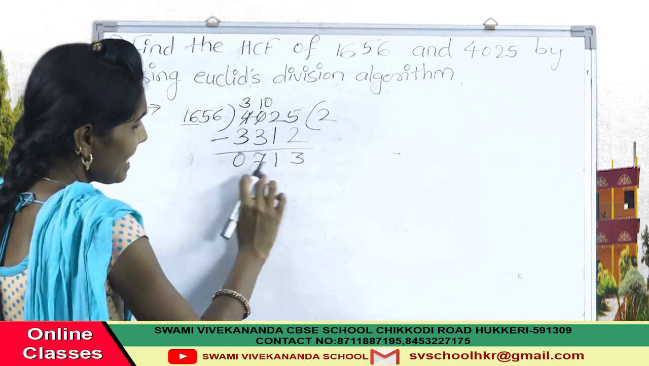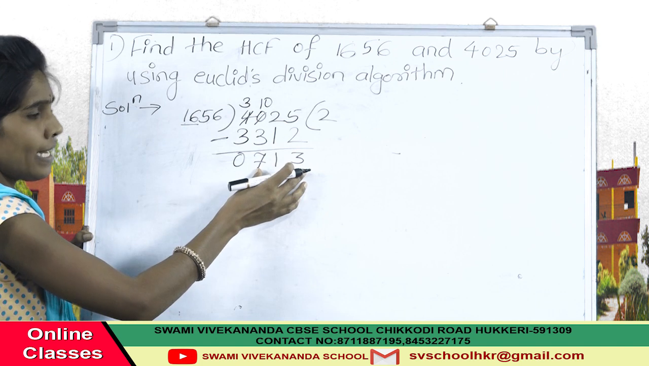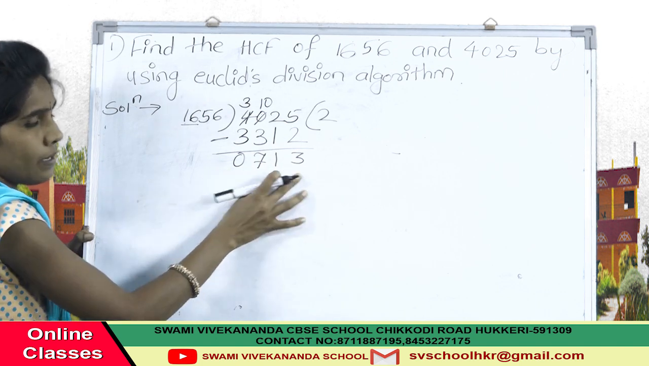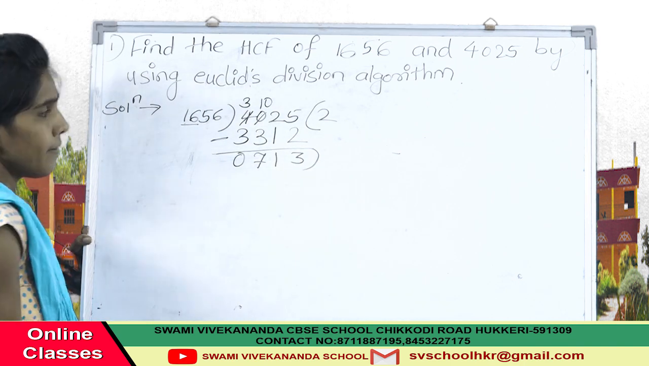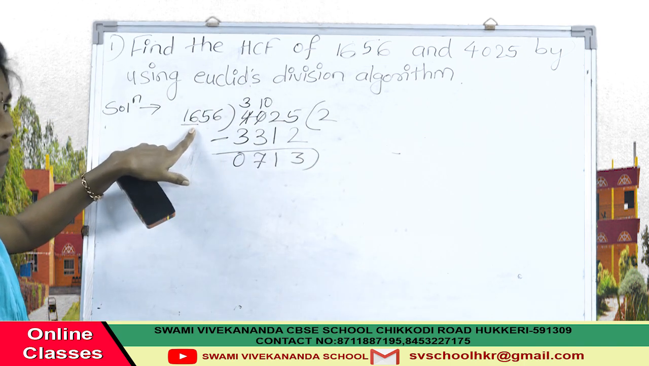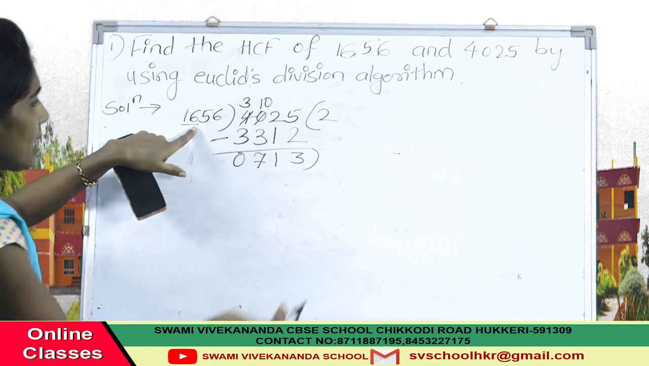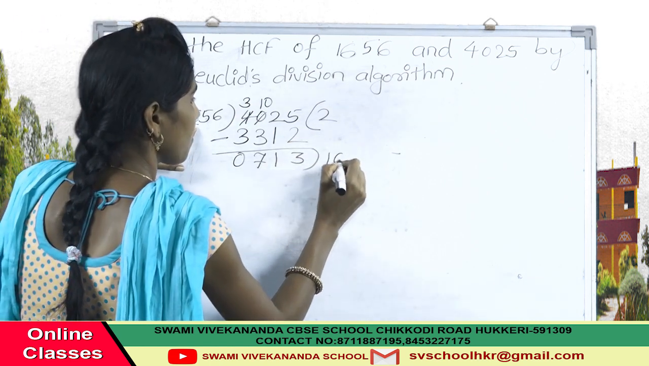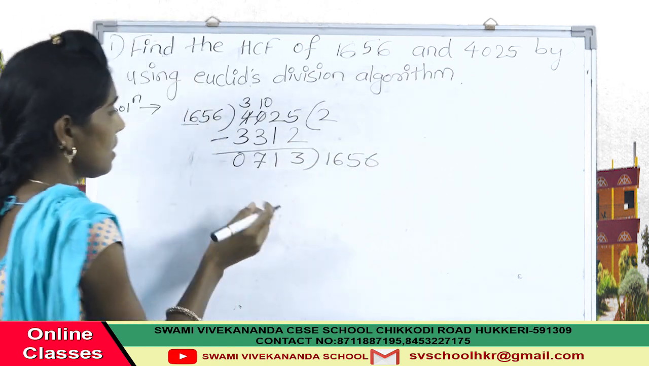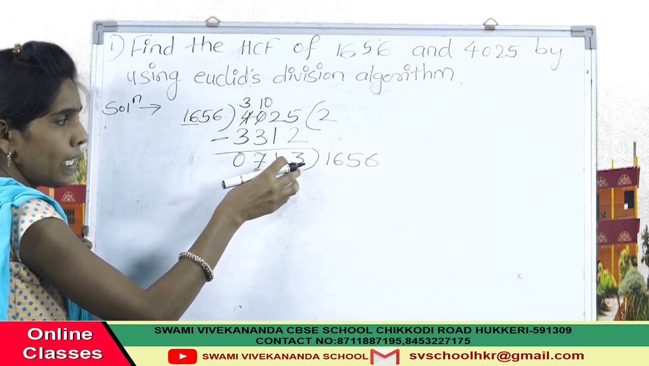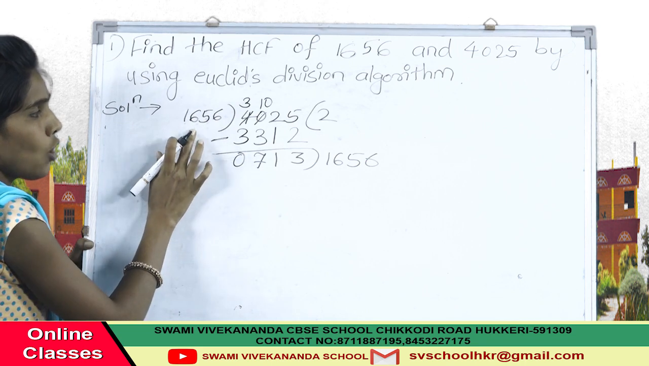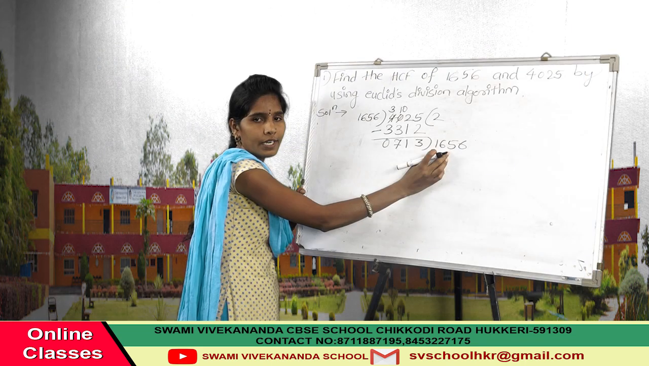How? This remainder you have to consider as a divisor. Then this first divisor you have to take as a dividend. See what I did here? This remainder you have to consider as a divisor and this first divisor you have to consider as a dividend.